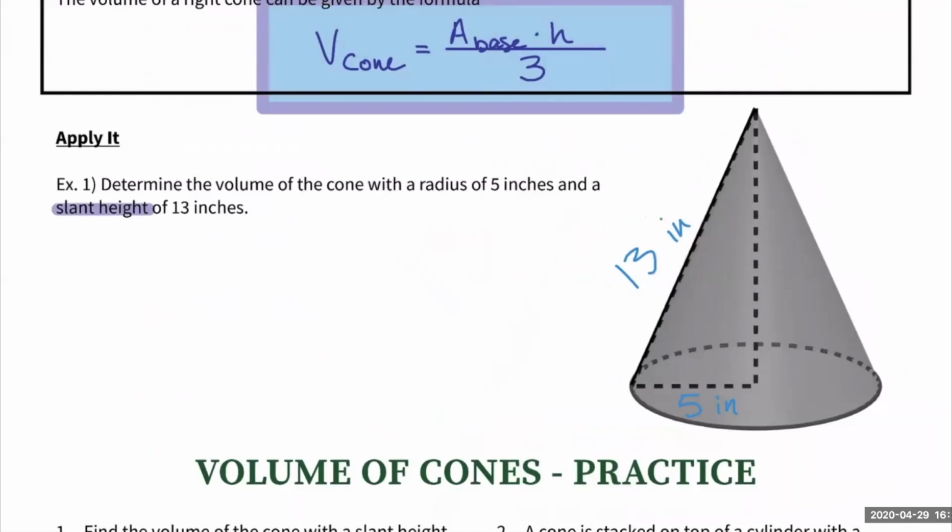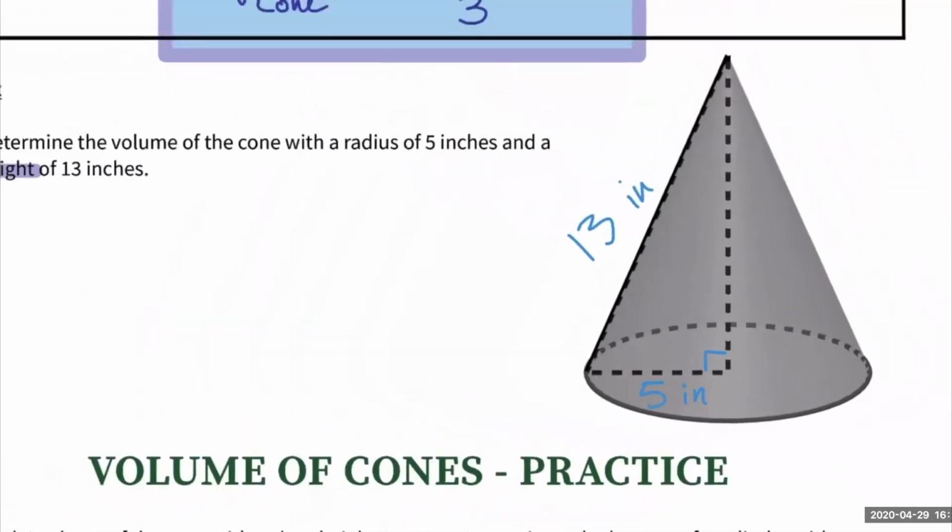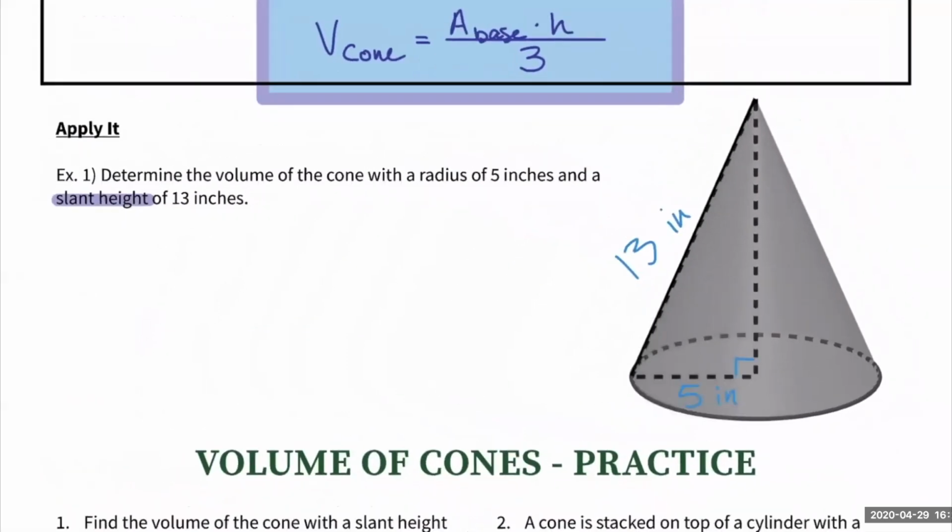All right. And because this is a right cone and not an oblique cone, we know that the height of the cone is perpendicular to the base, so we can draw in this right angle. And hopefully now you're seeing that we have a right triangle that is generating this cone.